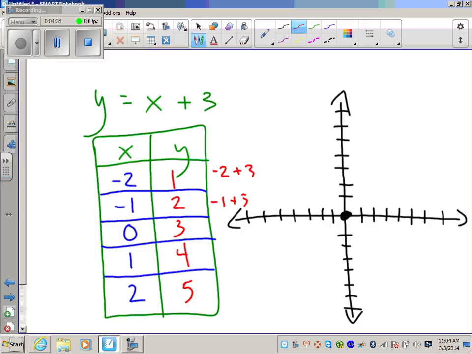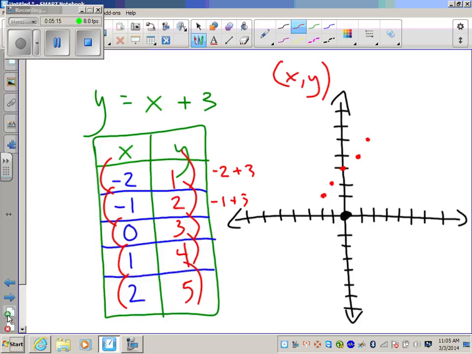Now, we already talked about ordered pairs, x, comma, y. Here, we have a bunch of ordered pairs that were solutions to my rule. So we're going to graph the first one, -2, 1. Graph the next one, -1, 2. 0, 3, 1, 4, and 2, 5.